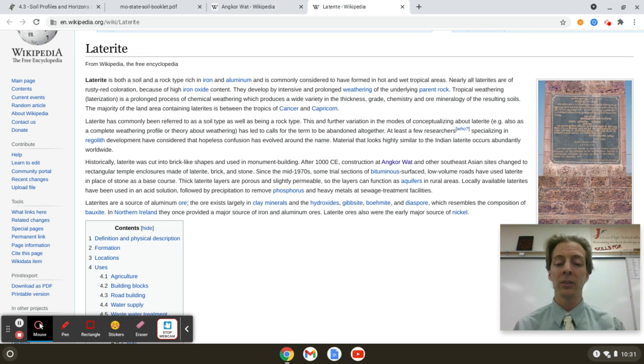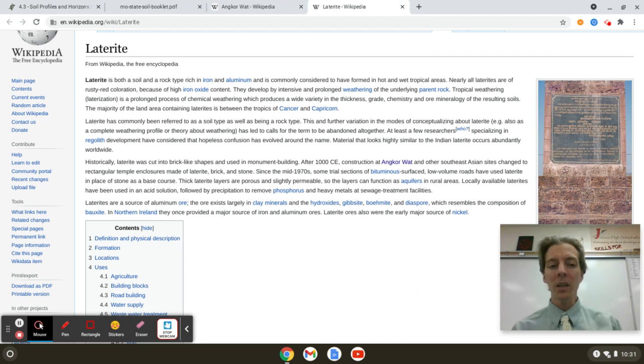It removes a lot of the calcite. It removes a lot of the silica, but that leaves iron oxide, aluminum oxide. So you've got this red, brown, orange, or red-orange color. All right. And then this stuff, when it dries, it hardens, and it's almost waterproof. It has been harvested as brick for centuries.